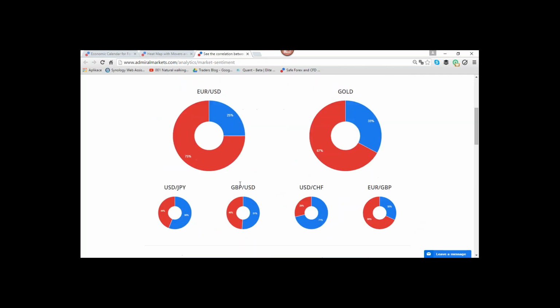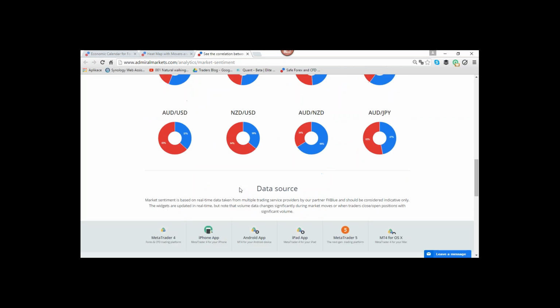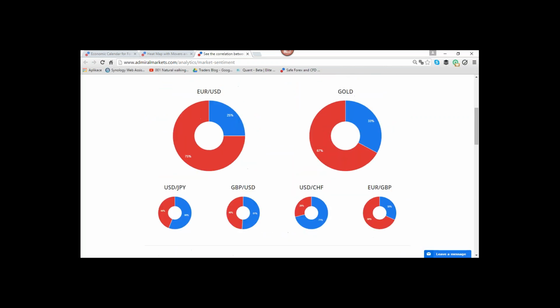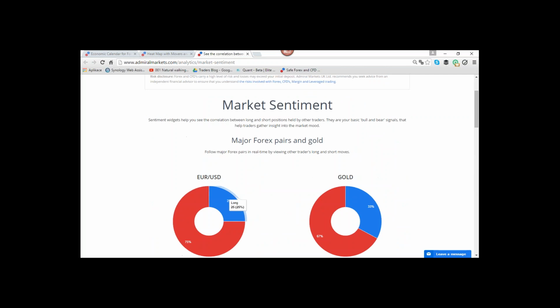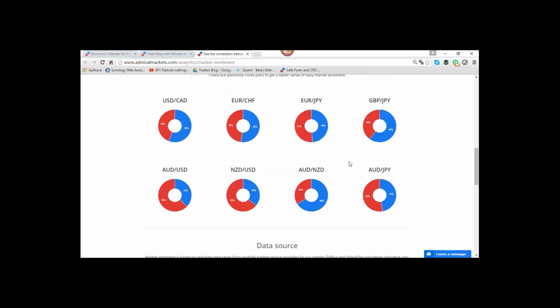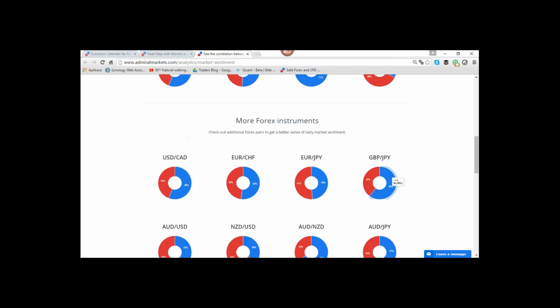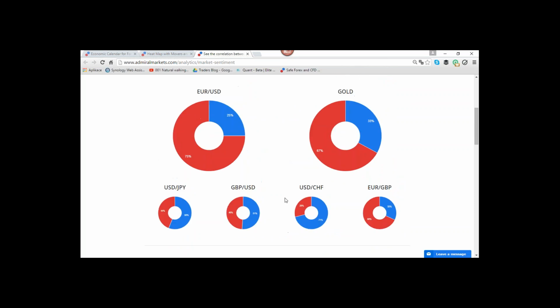Let's see, sentiment. Here you can see gold and the euro dollar quite strongly short at the moment on the euro dollar. Pound is iffy, it's 50-50. Gold is short. On New Zealand long, most traders are pound yen long. All right, enough said about that.